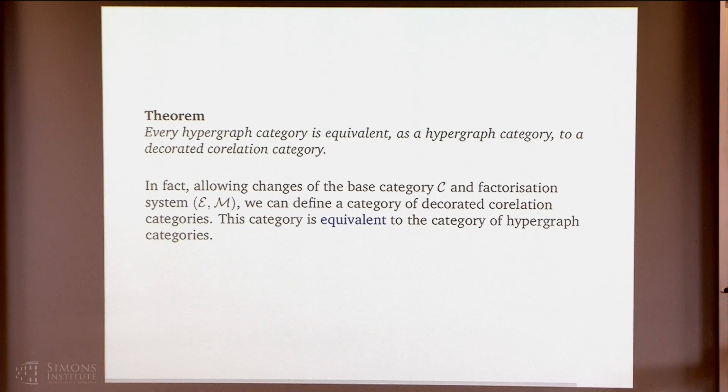In fact, we get an equivalence of categories once we allow for a notion of change of base. So we can change our category C, where these cospans live, and our factorization system. And we get a category of decorated correlation categories, and this is equivalent to the category of hypergraph categories.